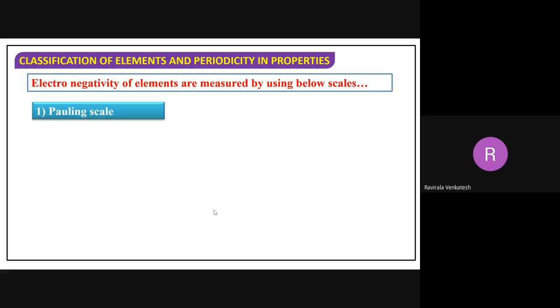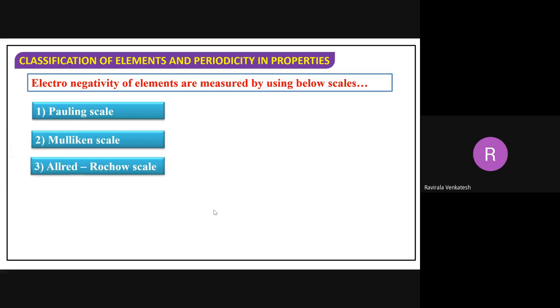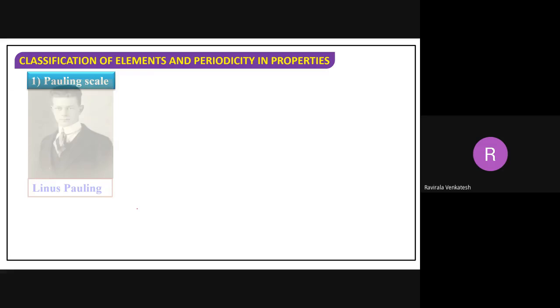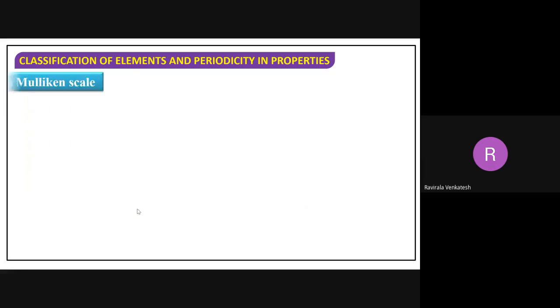Now electronegativity of elements is measured by these scales: Pauling scale, Mulliken scale, and Allred-Rochow scale. These are not in the syllabus, leave this one. Just the measuring scales. Pauling scale, we don't need this one. This is the Pauling scale.